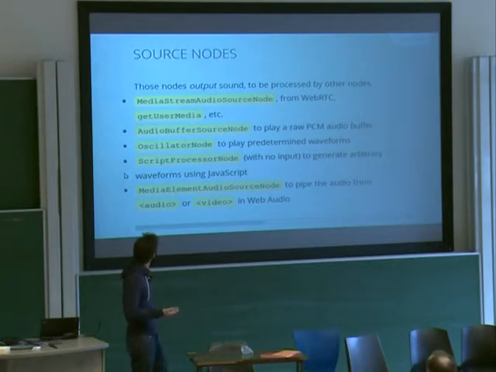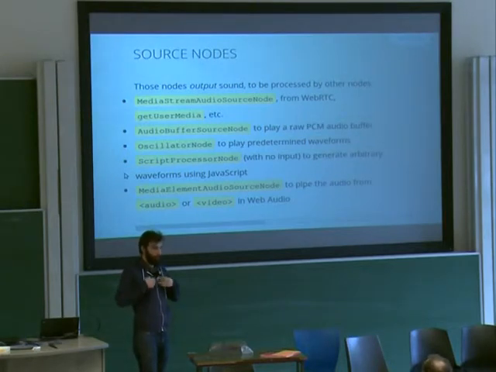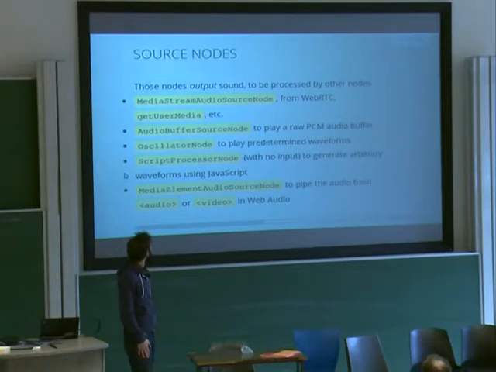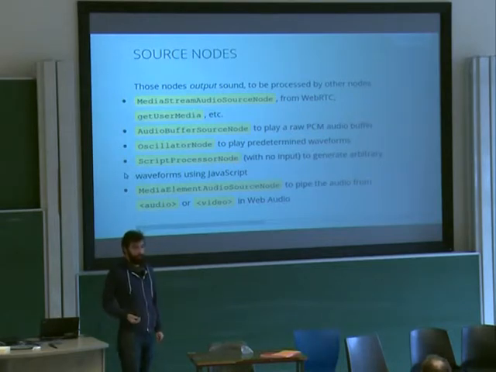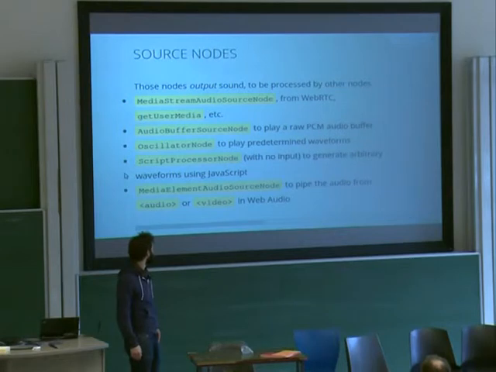You can play a buffer. So this is basically you have a sample and you want to play it. This is easiest stuff. Because the buffer is decoded in advance, it will be extremely fast to play, so we don't have to do anything. We just play the samples. Oscillator node basically gives you a sine wave, square wave, sawtooth, whatever. You can set an arbitrary waveform on it.